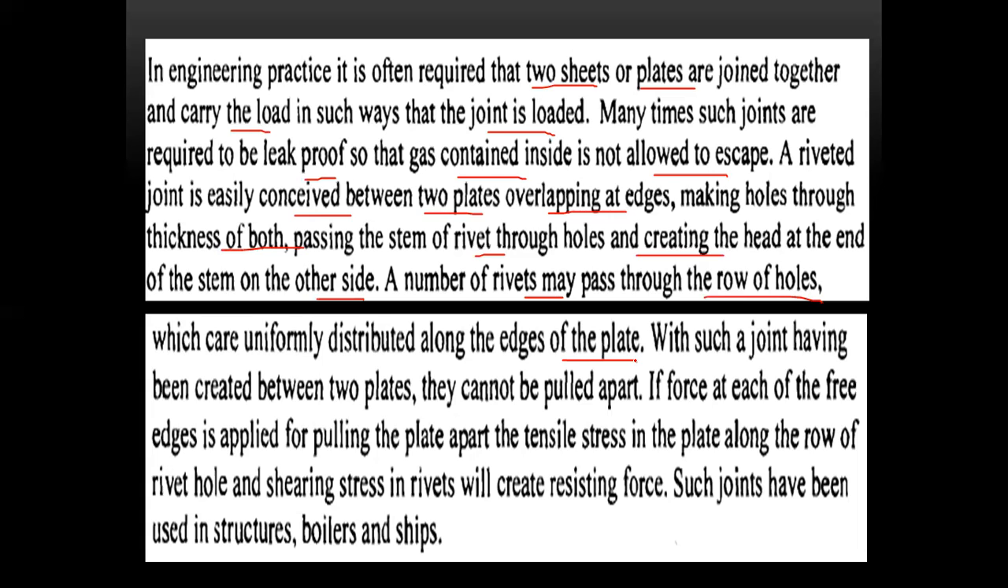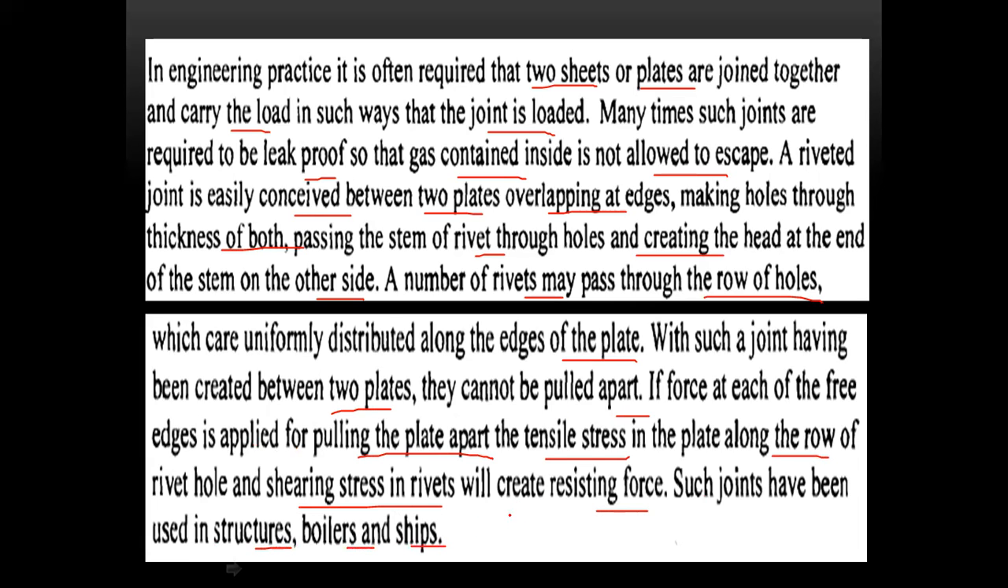With such a joint created between the two plates, they cannot be pulled apart. If a force at each of the free edges is applied for pulling the plate, the tensile stresses in the plate along the row of the rivet holes and the shearing stresses in the rivets will create a resistance force. Such joints have been used in structures, boilers, and ships.